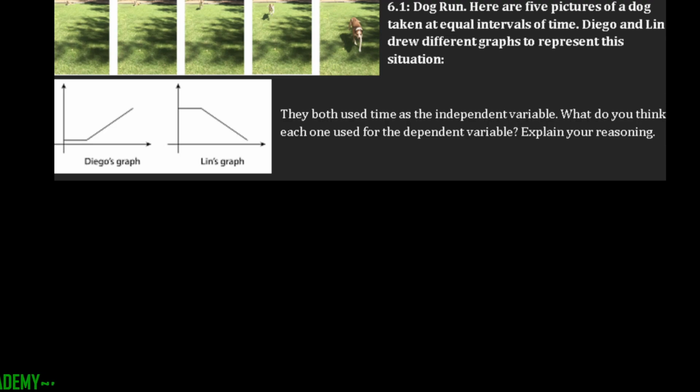It says, here are 5 pictures of a dog taken at equal time intervals. Diego and Lynn drew different graphs to represent the situation. They both used time as an independent variable. What do you think each one used as the dependent variable? And be able to explain it. So again, as time went from left to right, for each of these, we're going to say both have time as that independent variable.